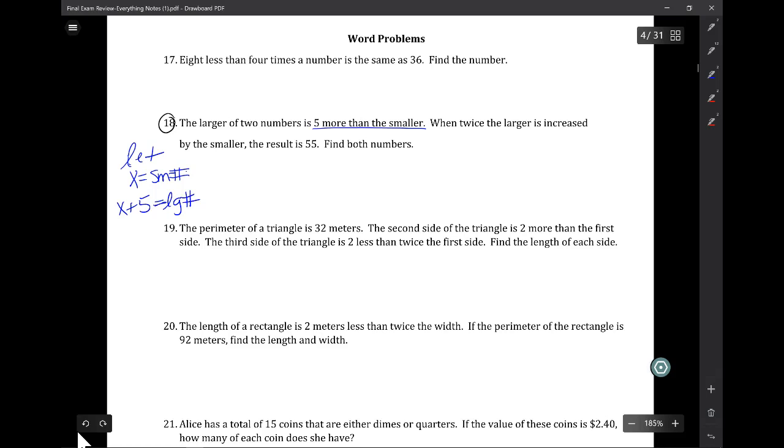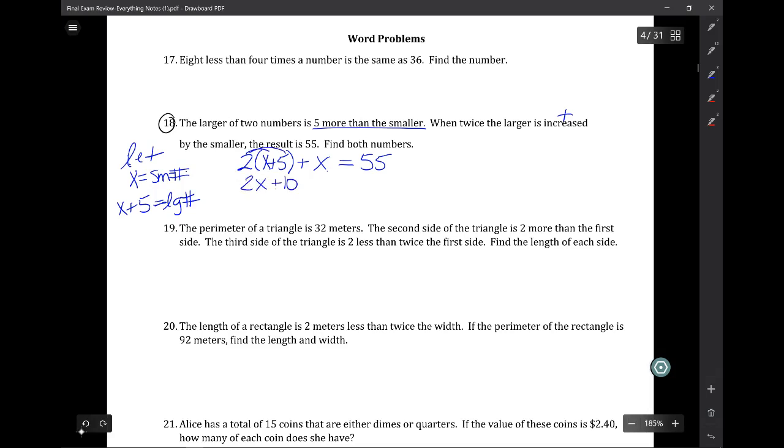Okay, let's keep reading now that we have our let statement. When twice the larger number, so 2 times the larger number, is increased by the smaller number, I think add the smaller number onto that, so plus x. The result is, there's your equal sign, and then 55. So you typically get about a point, if you have a let statement, a point for the correct setup of your equation. And now let's solve.